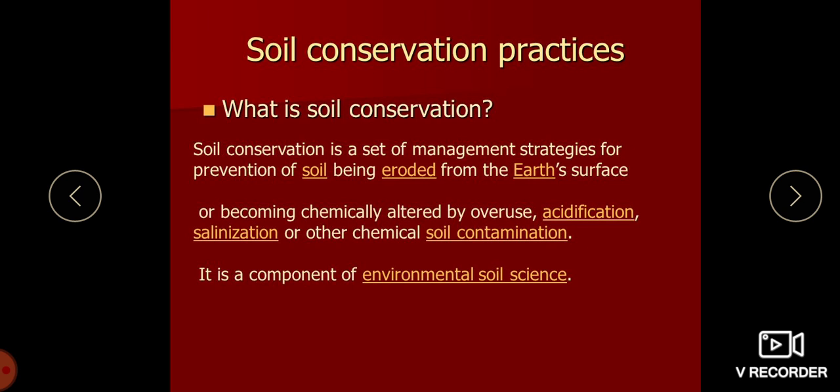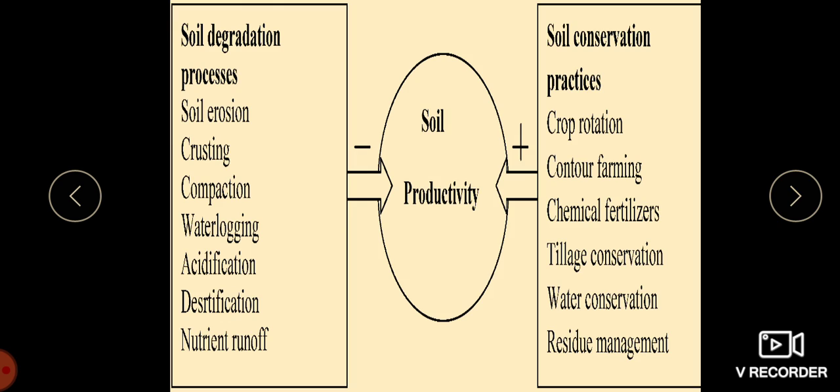So what is soil conservation? What I told you, the summary is here. Now, soil conservation practices. It is a set of management strategies for the prevention of soil being eroded from the earth's surface or becoming chemically altered by overuse, acidification, salinization or other chemical soil contamination. It is a component of environmental soil science.